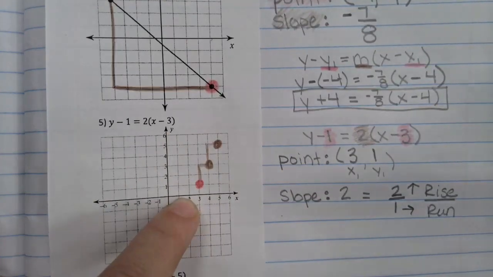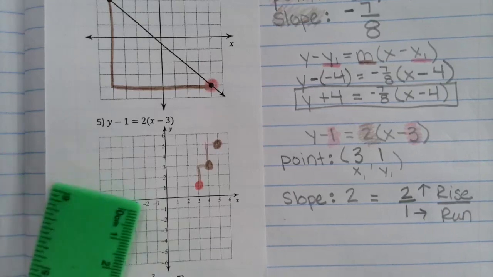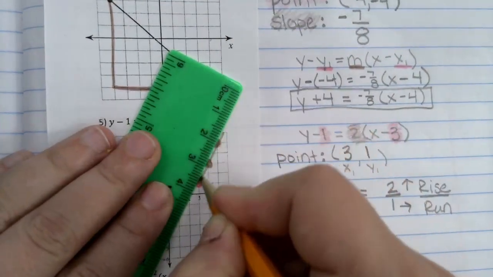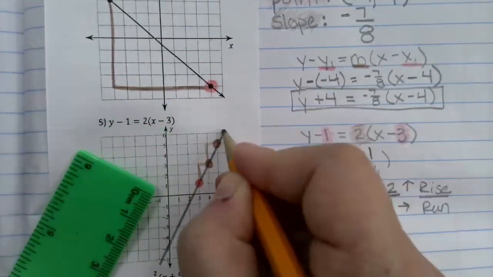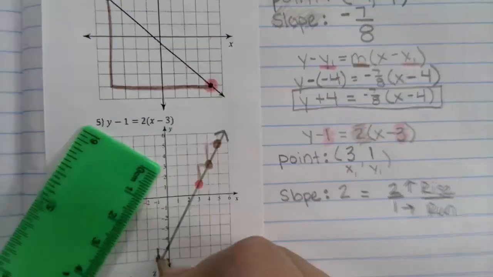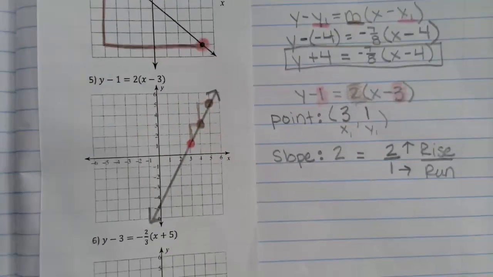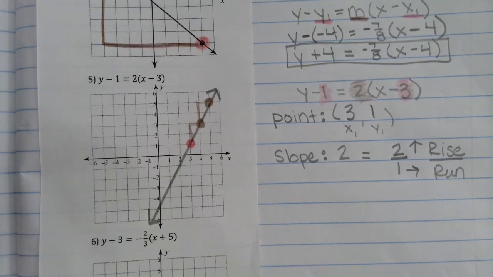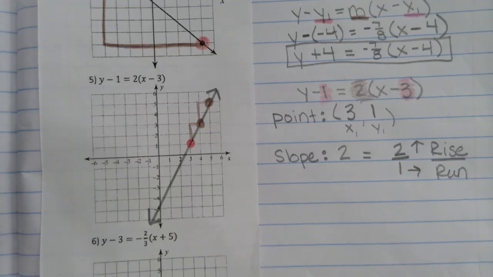So I put those in brown because I'm using that slope to help find that. Up 2 over 1. And then we can use a straight edge and draw that line through those points. Arrows on both ends. Draw your line? Okay, it wasn't very straight, but yeah.